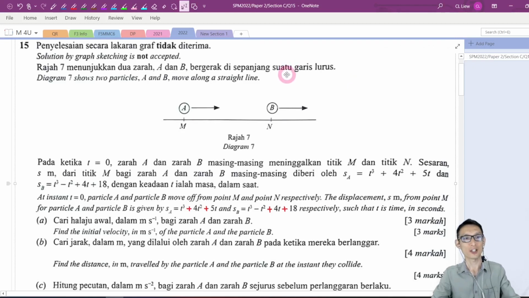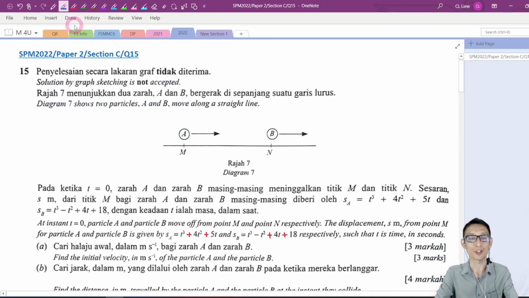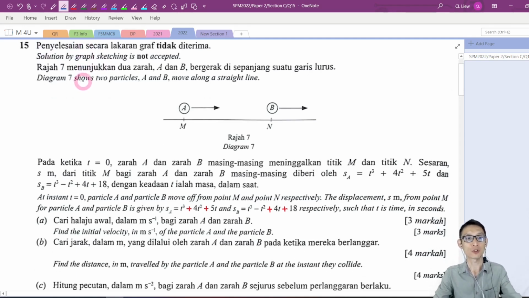Hi, now let's try this question. This question is from your Form 5 Math, Chapter 8, Kinematics of Linear Motion, and is taken from SPM 2022. Diagram 7 shows two particles, A and B, move along a straight line.